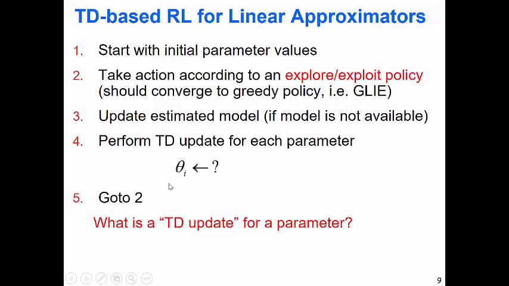Rather than update something about the table of values for each state, we're going to have this RL loop that looks exactly like what we've seen before. Explore, exploit, then you do some sort of update, but we want to update the parameters now, instead of the values directly. And that's what we'll focus on next time.